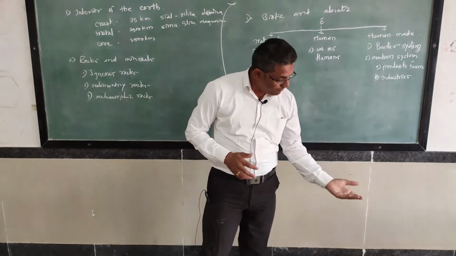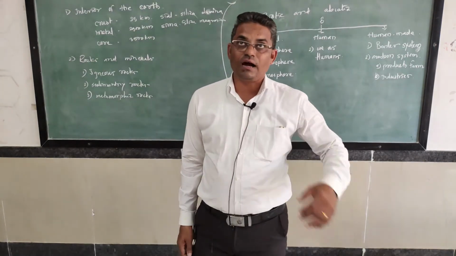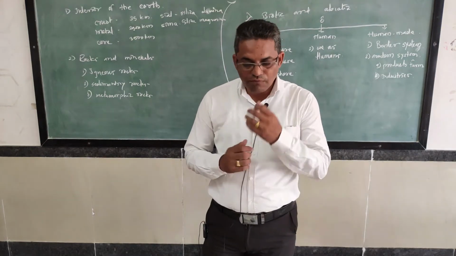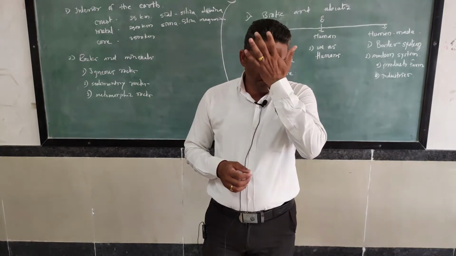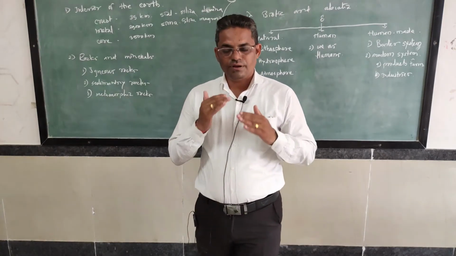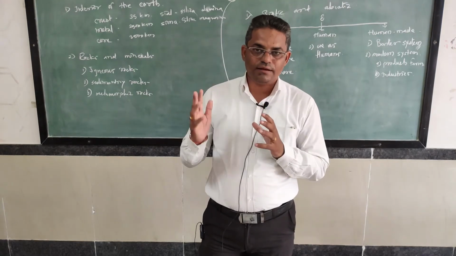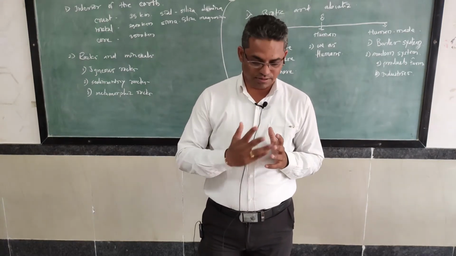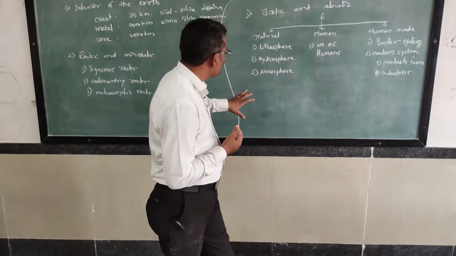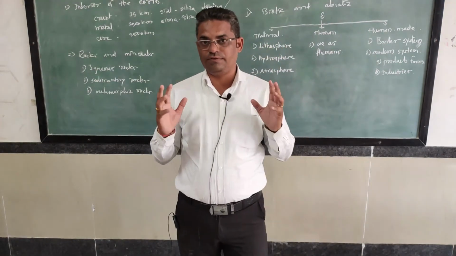Atmosphere: from the land up to 16 kilometers up in the sky, all sides of the earth are covered by different layers of air. That air around the earth is called atmosphere. Now atmosphere is a great part of the environment.